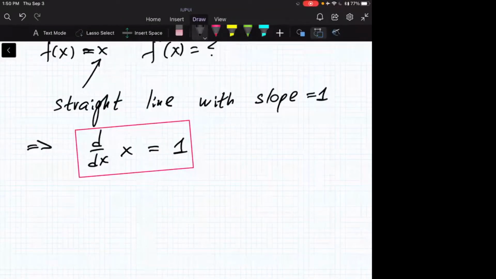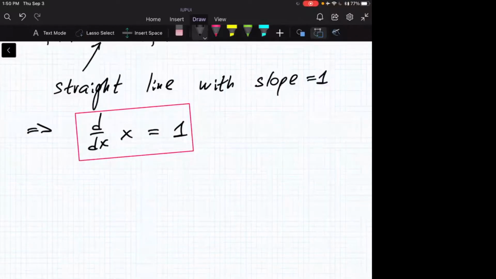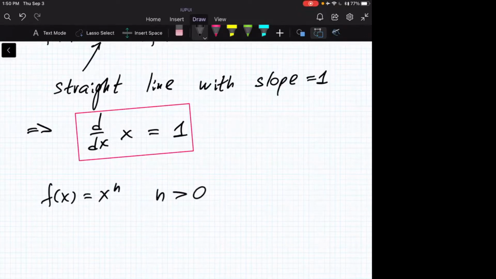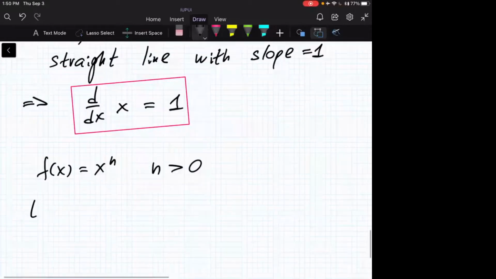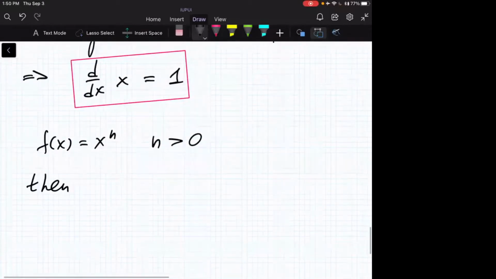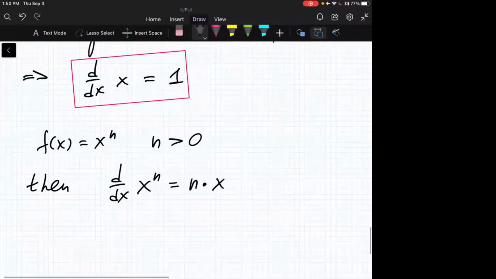And now let's consider the general case. This is a kind of theorem that says that if you consider the function f of x equals x to the power n, where n is some positive integer, then the derivative of this power function is equal to n times x to the power n minus 1.